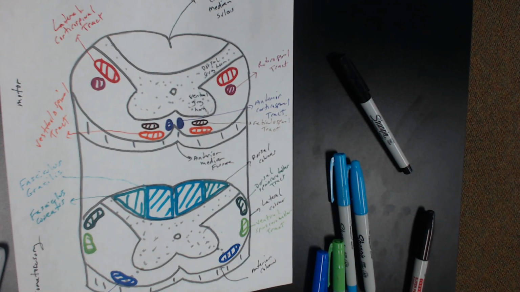Okay, this is nothing more than looking at where those tracts live in three-dimensional space in the spinal cord. Nothing more than white matter axons traveling down the spinal cord, both somatosensory and motor information.